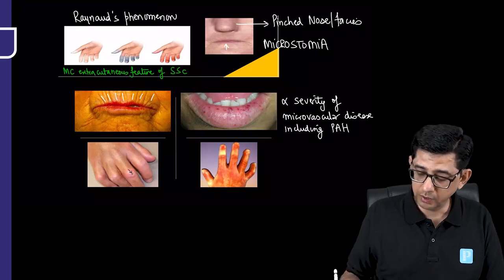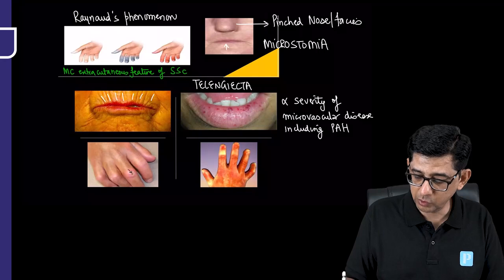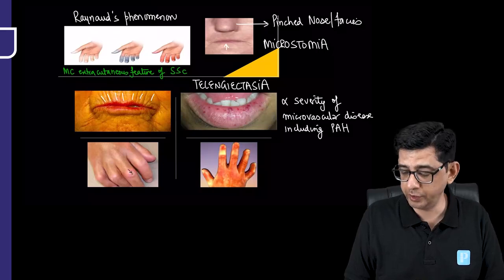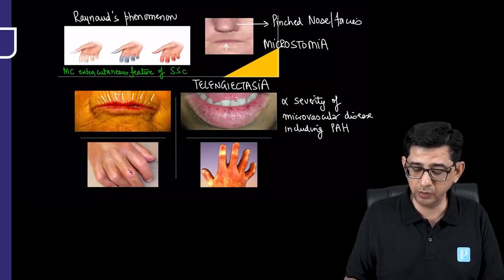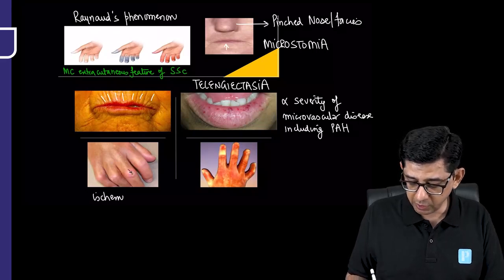Then the next thing that you're noticing in these patients in the image-based series is telangiectasias. The telangiectasias would mostly be present on the cheeks and on the lips of these patients, and they're directly related to the severity of microvascular disease, including pulmonary artery hypertension. For the ischemic distal ulcers, I've already spoken about.